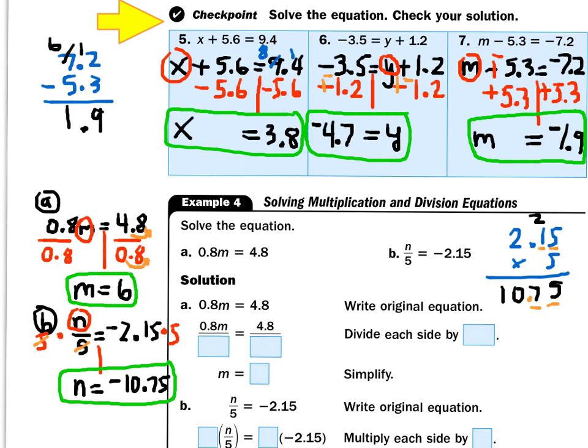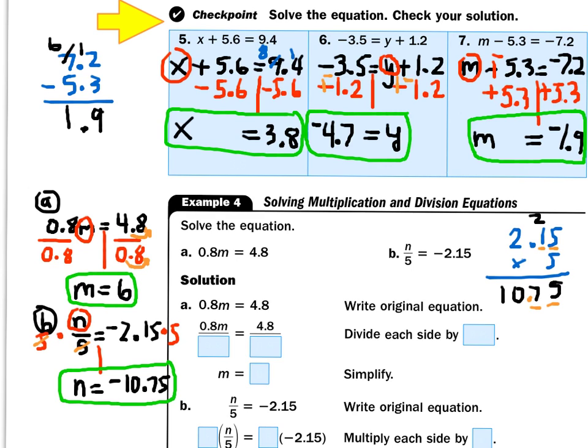Take a look at B. N divided by 5 equals negative 2.15. So I circle my variable, I bring my wall down, and then I take a look at what's touching the circle. I see dividing by 5 is touching my circle. That's what I want to destroy. So I use the inverse. I multiply by 5 on both sides of my wall.